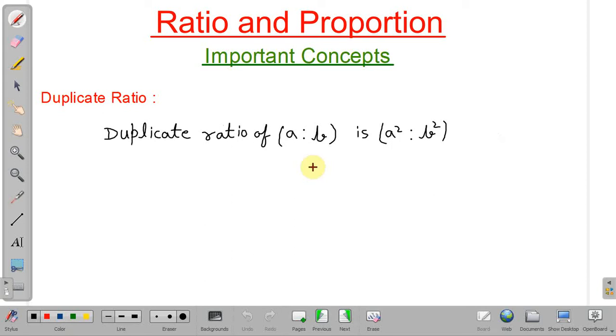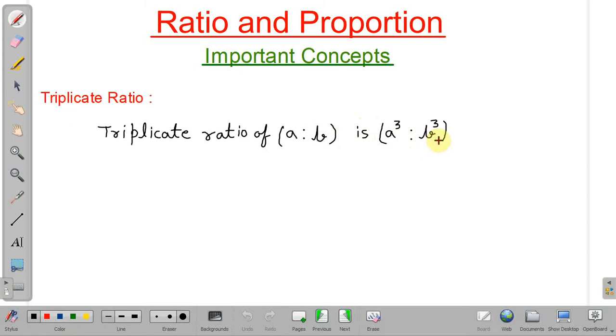Next is duplicate ratio. Suppose a ratio is given as A ratio B, so its duplicate ratio will be A square ratio B square, or A to the power 2 ratio B to the power 2. Next one is subduplicate ratio. So what is subduplicate ratio? The subduplicate ratio of A ratio B is under root A ratio under root B.